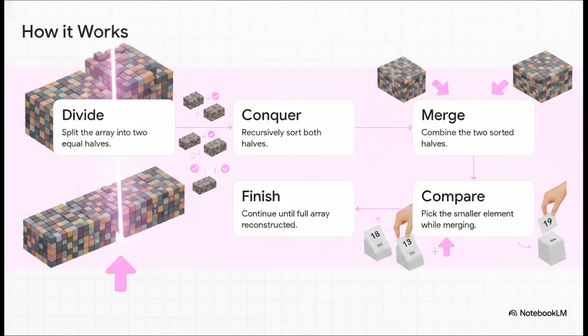Imagine you've got 2 small sorted piles of paper sitting in front of you. You look at the top page of the left pile and the top page of the right pile. Whichever number is smaller, you pull it off and place it face down in a new final pile. You just keep doing that, comparing the tops of the 2 piles until both of them are completely empty. And finally, step 5, you finish. You reconstruct the entire array by continuing that exact merge process all the way back up to the top.